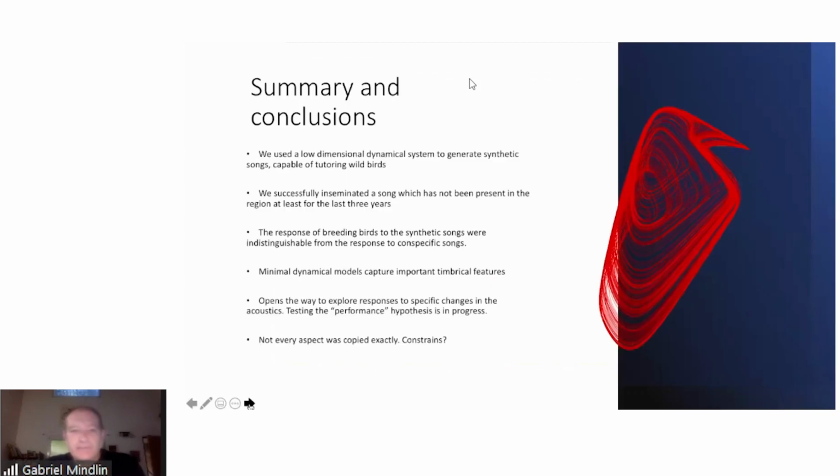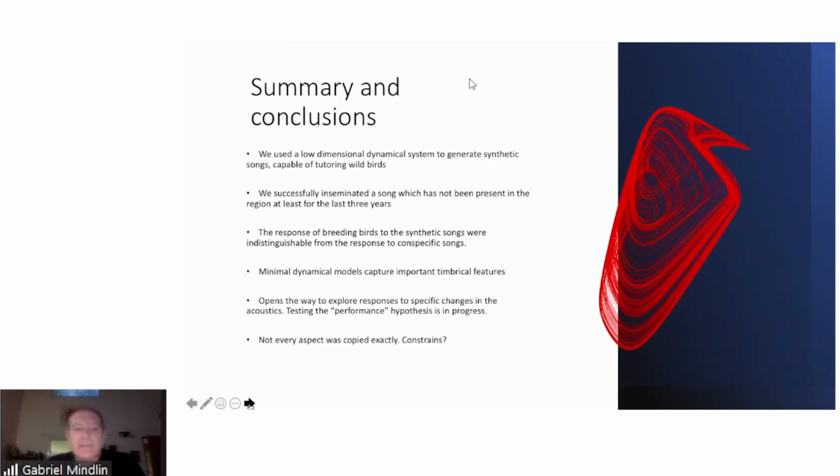So to summarize my presentation, we use the low-dimensional dynamical system to generate synthetic songs capable of tutoring wild birds. We successfully inseminated the song, which had not been present in the region, at least for the last years. And the response of the breeding birds to the synthetic songs was indistinguishable from the response to conspecific songs. This is like our last behavioral test that these low-dimensional models are good enough. We have good hints by the neural work that we did with Anna, of course, but this is behavioral, so we're very happy about that.